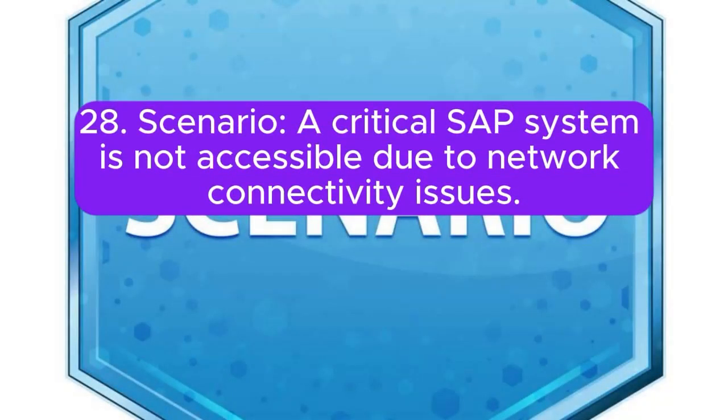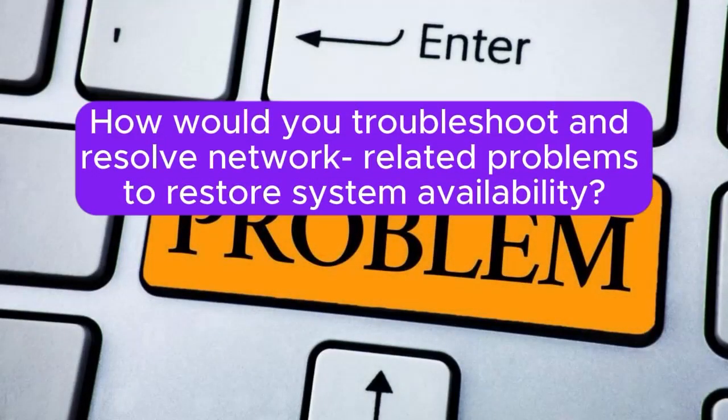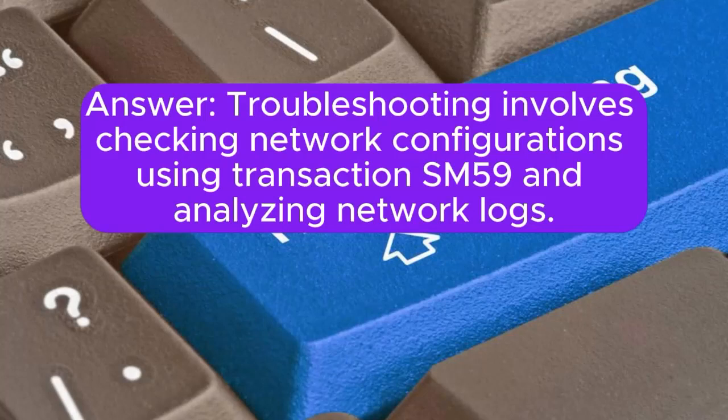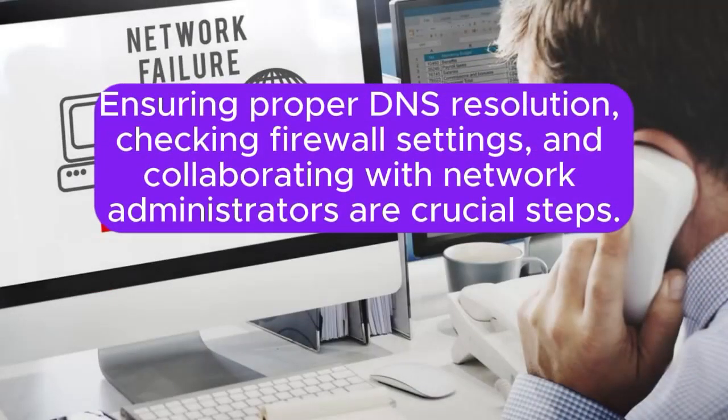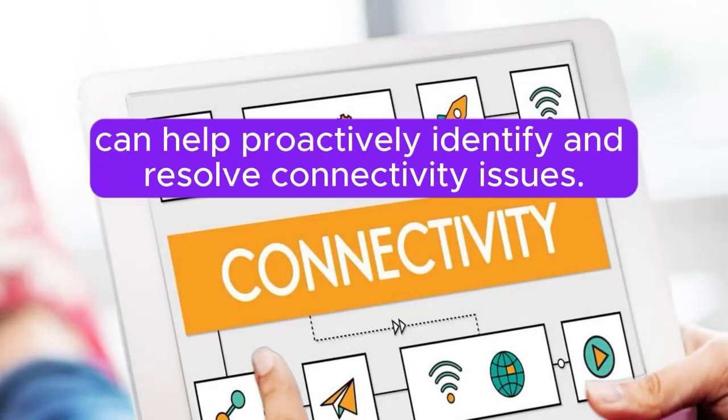28. Scenario: a critical SAP system is not accessible due to network connectivity issues. How would you troubleshoot and resolve network-related problems to restore system availability? Answer: troubleshooting involves checking network configurations using transaction SM59 and analyzing network logs. Ensuring proper DNS resolution, checking firewall settings, and collaborating with network administrators are crucial steps. Implementing network monitoring tools and conducting periodic network tests can help proactively identify and resolve connectivity issues.